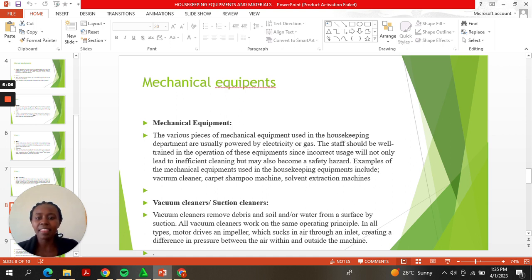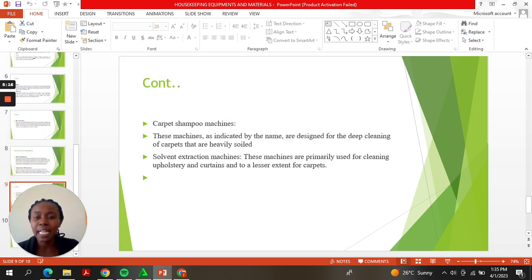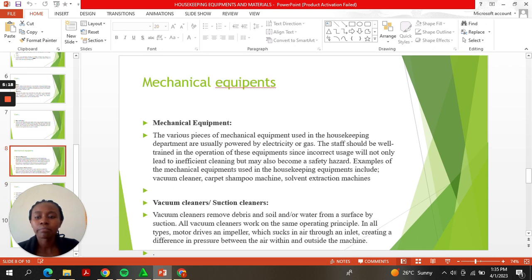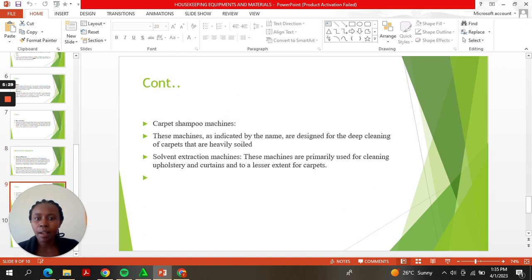The vacuum cleaner can be used when cleaning surfaces like the carpets. You can also use the vacuum cleaner to clean the upholstered chairs. These are the modern chairs which are made from materials like velvet. You also have the carpet shampoo machine, and the carpet shampoo machine is used when deep cleaning the carpets.